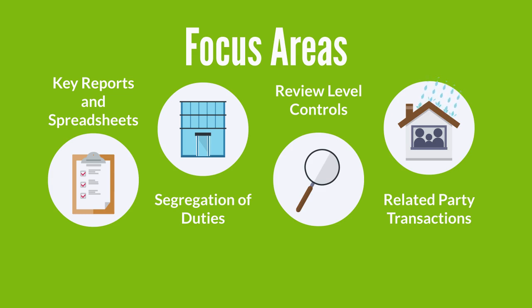The third item would be review level controls. And this is what evidence and documentation are available to support the conclusion or the review that you are completing. And the last piece is related party transactions or official loans.